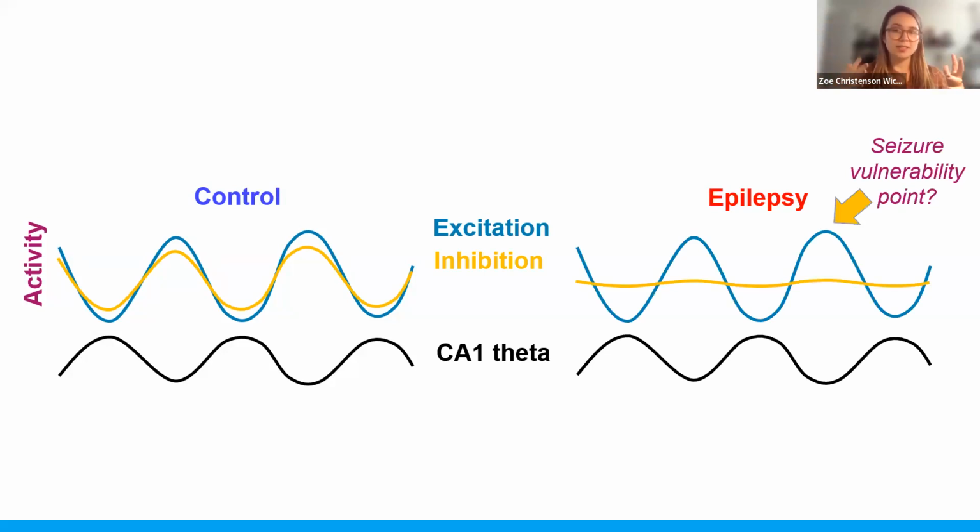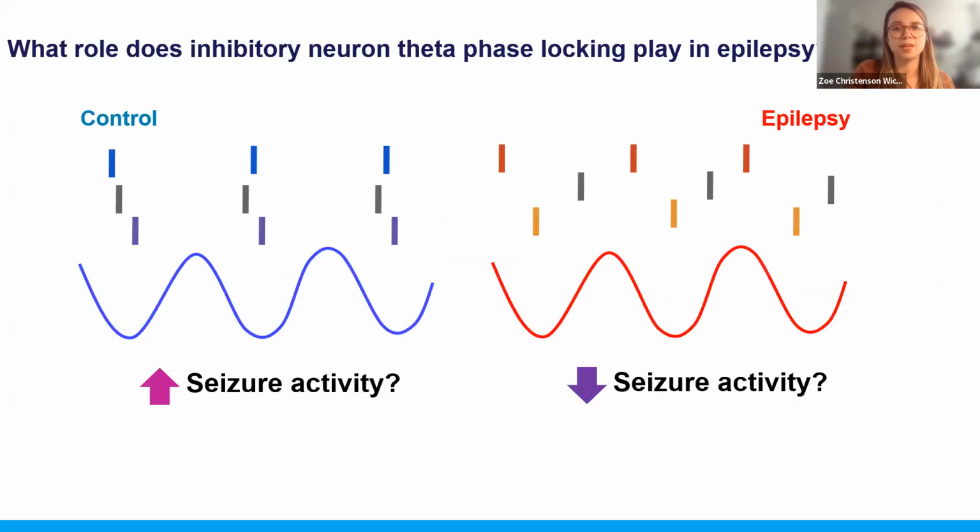And we think that this may allow for seizure vulnerability points where the excitatory inputs are still very strong, but are no longer being matched by local inhibition. And so my idea with this work is perhaps that by increasing inhibition in a rhythmic manner so that it realigns with that rhythmic excitation, we might be able to reduce opportunities for pathological seizure activity to emerge. But how do we actually test that?